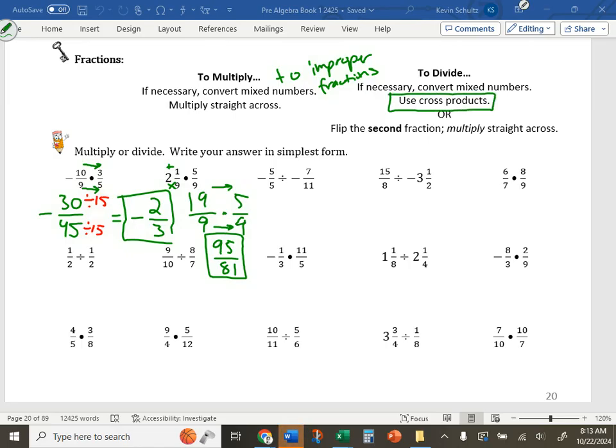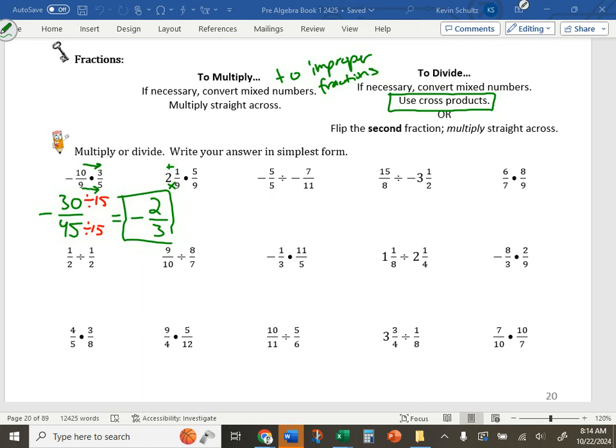I'm going to erase this over here just so I have some more room to write and explain it. But what's the whole cross products method? Who can explain the cross products method? You multiply 5 and 11 and 5 and 7. Yeah, and actually, I'm going to not use this one. I'm going to go down to 9/10 divided by 8/7 just so we can see it a little bit easier here.